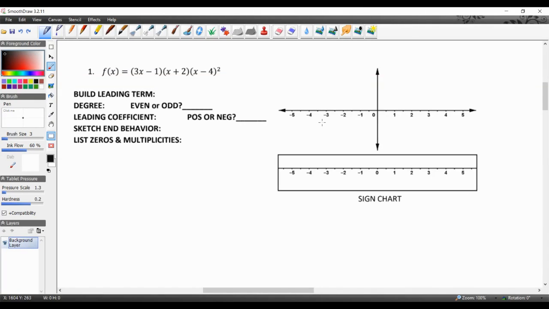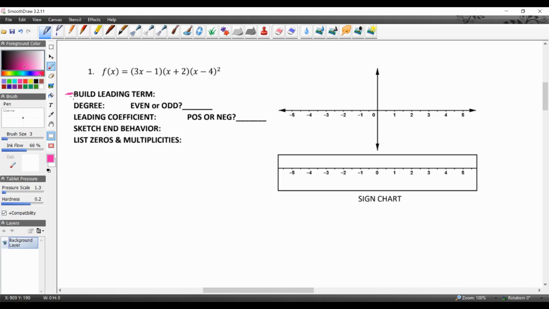In this video, we're going to do one full example of how to do these types of problems. So we have here the function f of x is equal to 3x minus 1 times x plus 2 times x minus 4 squared. The first thing that we want to do here is build our leading term. I'm going to try to color code everything here.